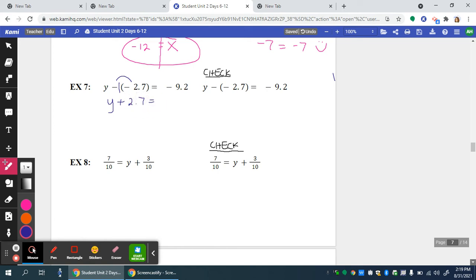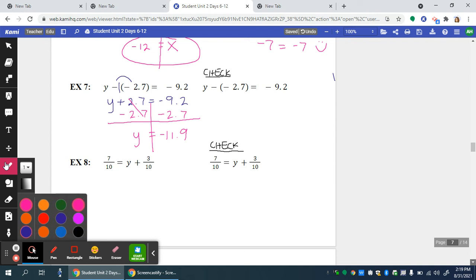A negative and a negative makes a positive when we are multiplying or dividing. And that equals negative 9.2. So now we can solve. Instead of adding, we have to subtract 2.7 from both sides. That cancels those out, and y equals negative 9.2 minus 2.7. That means we're going to have a bigger negative number, and it will be 11.9, and it is negative.